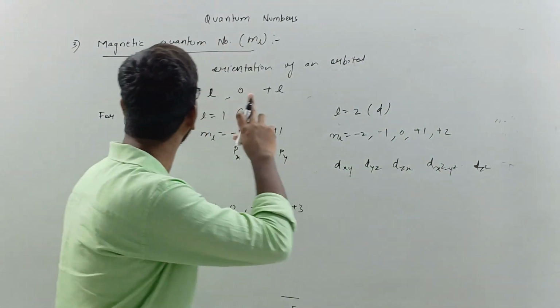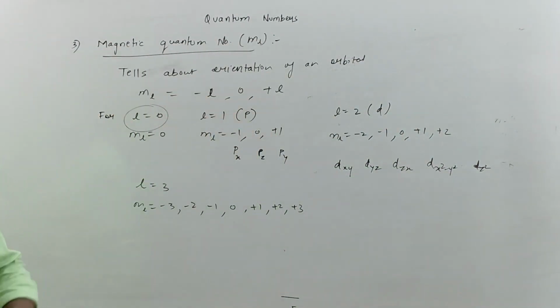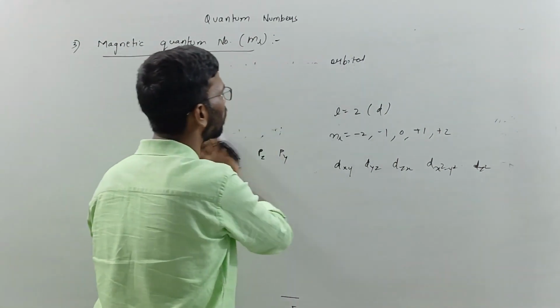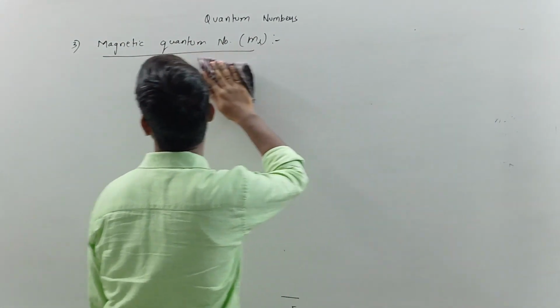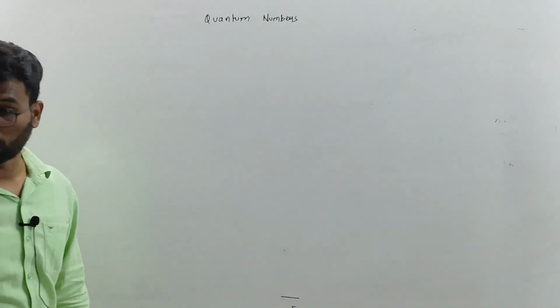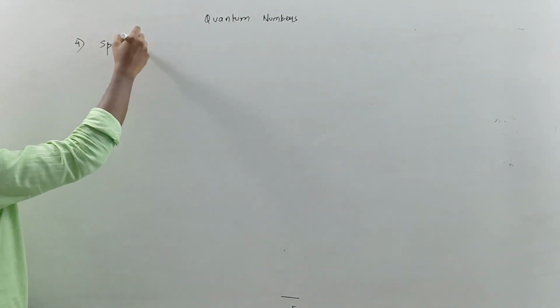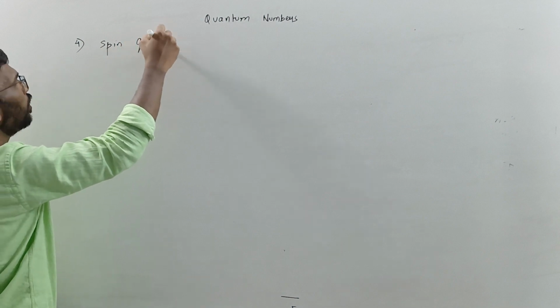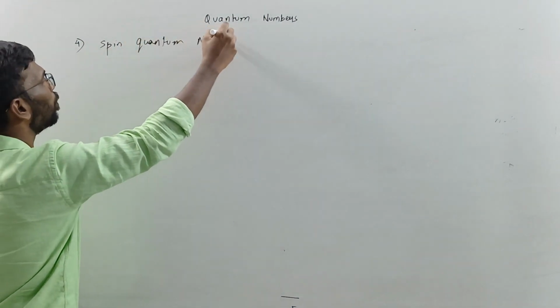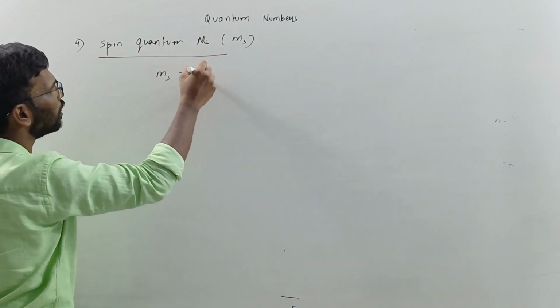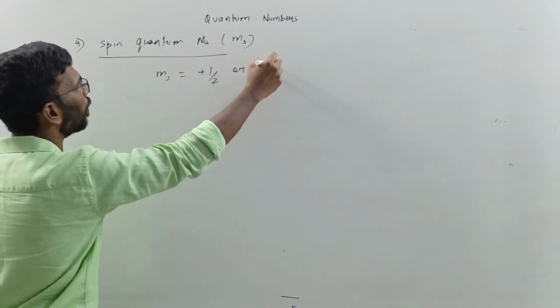So this is where the 3 quantum numbers are done. Now the 4th quantum number is about the electron. It is the spin quantum number. It is represented by ms. The possible values of ms are either plus half or minus half.